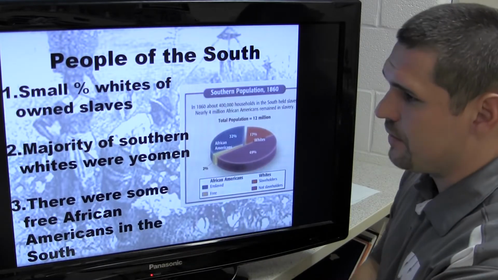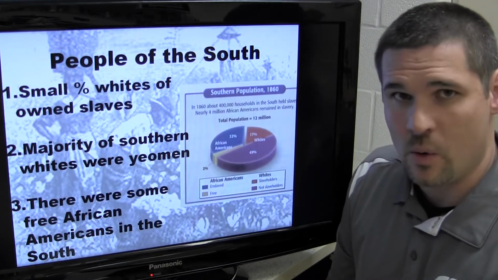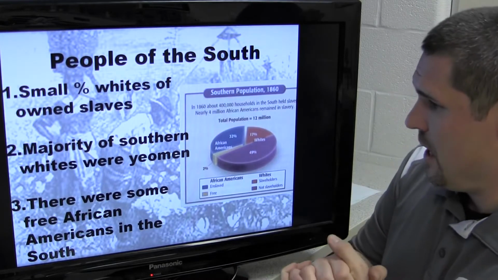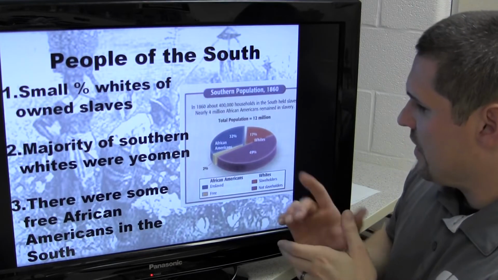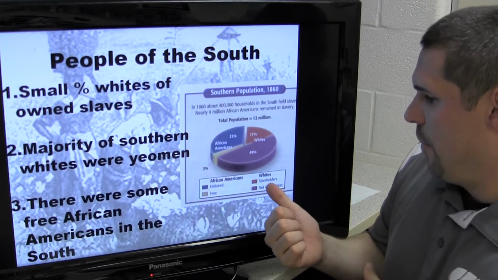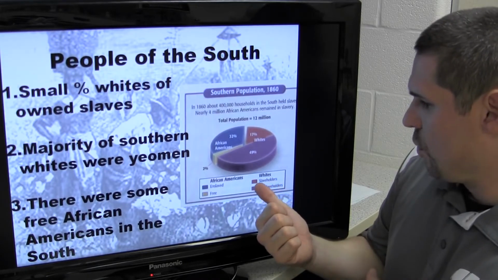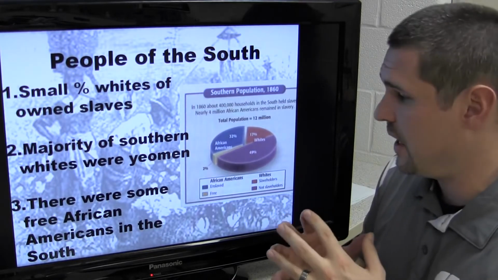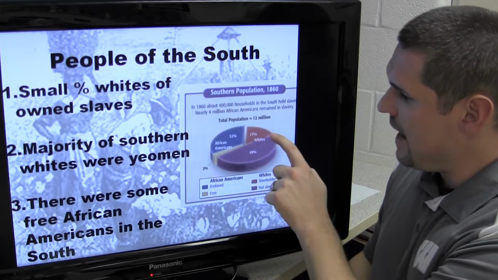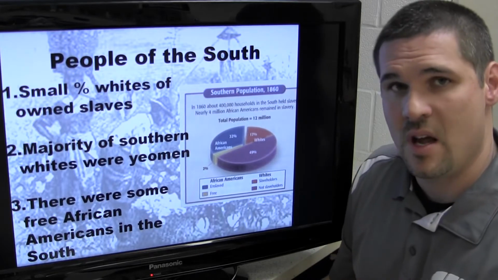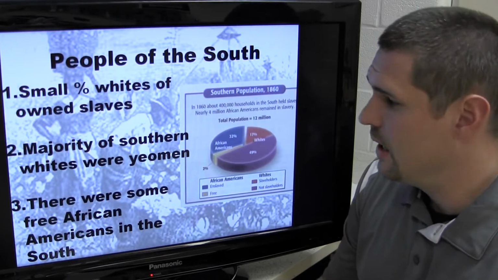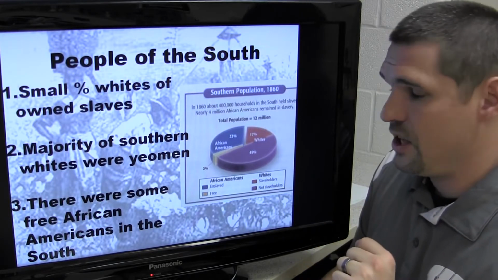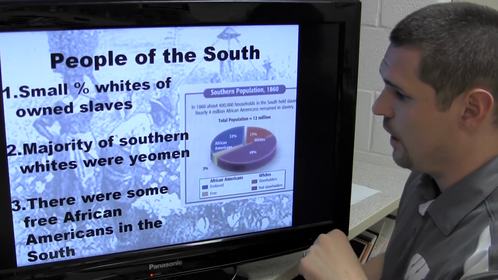Number two, the majority of Southern whites were yeomen, or small, poor farmers. And if we take a look at this chart here, as far as whites go, what's in red are slaveholders. So these are going to be the plantation owners. They only make up 17% of the Southern population. 17%. So not even a fifth of the population in the South is going to be slave owning.